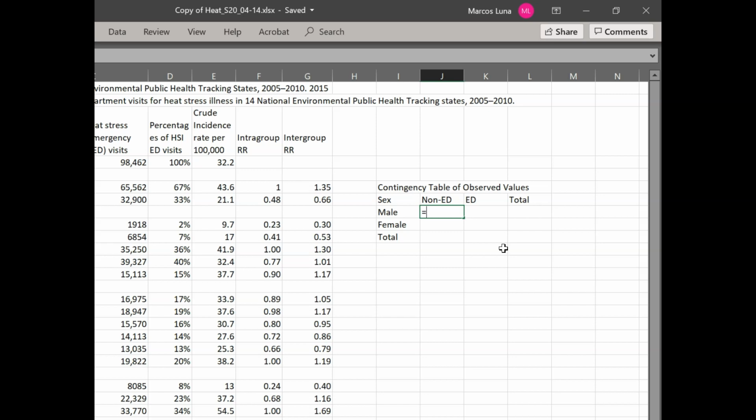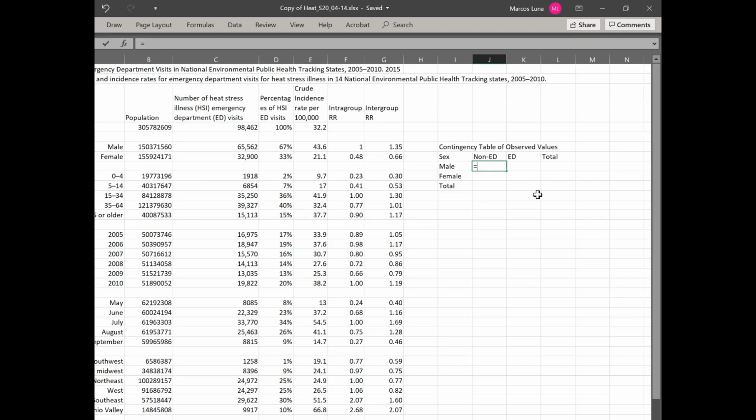We can figure that out from the numbers that we have here by saying, okay, we're going to take the total population of males, and we'll subtract out those who ended up in the emergency department, which is a number that we have. So we can see there that this is the number who did not end up in the emergency department, which is the vast majority of them.